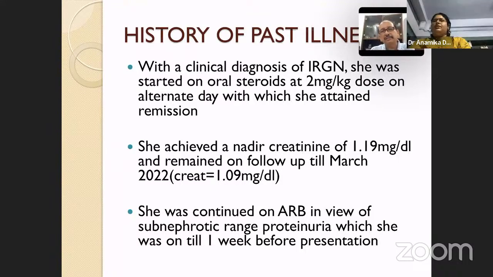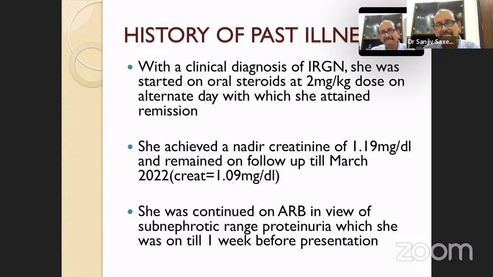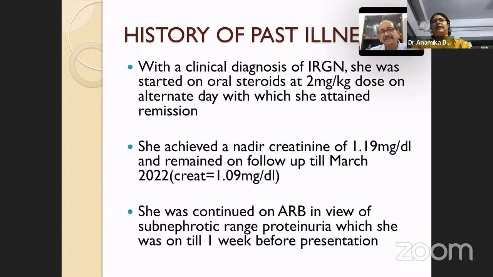If we also see the biopsy report, C1 was negative. So that also is a pointer that we may not be dealing with lupus nephritis, though her age group was typical of lupus.